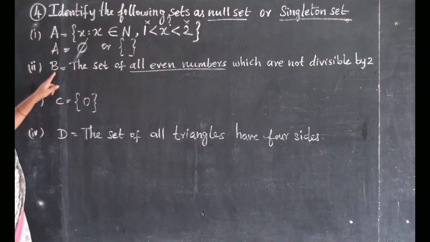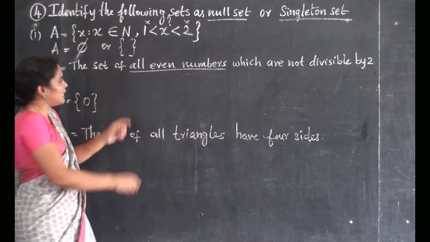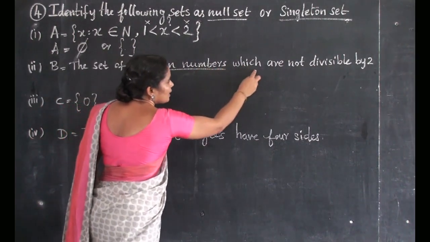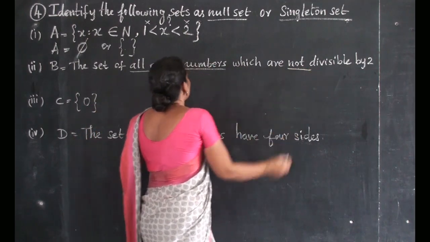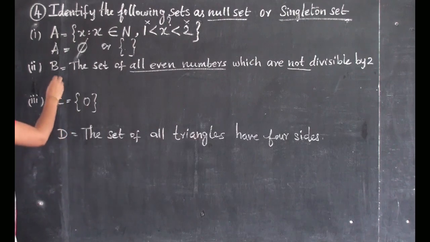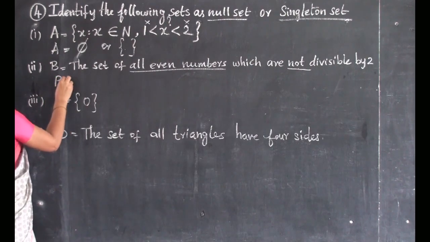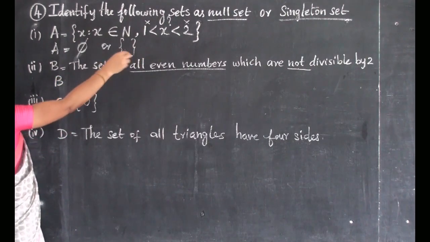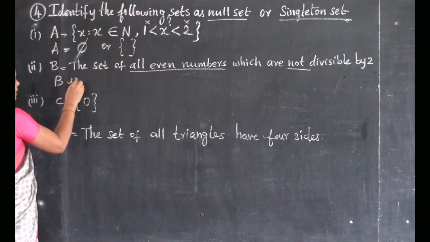Question number 2. B is equal to the set of all even numbers which are not divisible by 2. So the set of all even numbers will be divisible by 2. So it is a singleton or a null set. It is a null set. B is a null set.